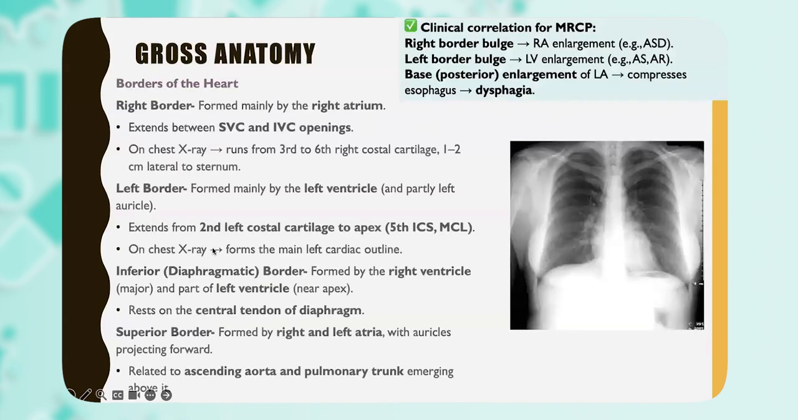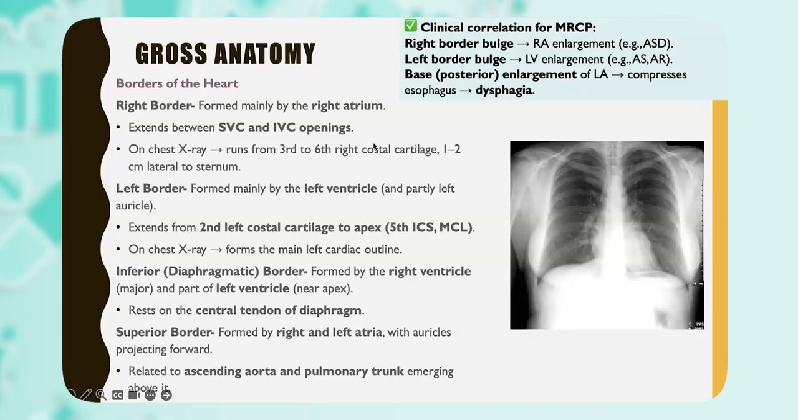Yeah, so the answer is indeed left atrium. The left atrium enlarges and presses posteriorly over the esophagus. And there is dysphagia while swallowing. So coming to the gross anatomy of the heart, borders of the heart, as you all know, I have kept an X-ray on the side. This is a normal X-ray of a completely normal individual because most of these border questions come in reference to the X-ray.